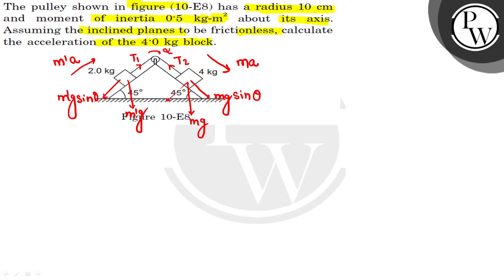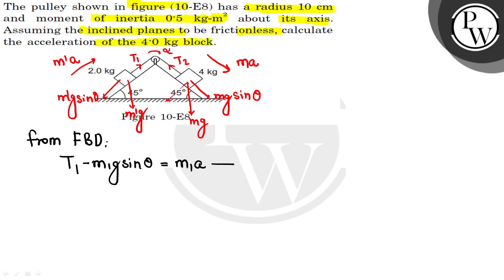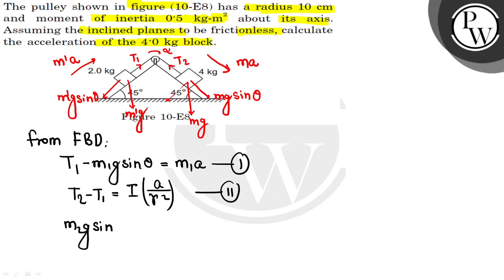Now from this free body diagram, we can write that for the 2 kg of mass, T1 minus m1 g sin theta is equal to m1 into a. Let's say this is equation number 1. For the pulley, we can write that T2 minus T1 is equal to I multiplied by a divided by R square. Let's say this is equation number 2. And for the second mass, we can write that M2 g sin theta minus T2 is equal to M2 into a. Let's say this is equation number 3.